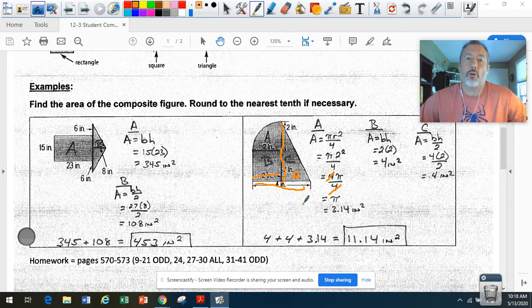So now we have all 3 of our measurements. So it's 4 plus 4 plus 3.14. Now, I did not round this. I should have rounded this. You actually get 11.14 inches squared, or as you know, we should make this rounded to the nearest tenth. It is just going to be 11.1 inches squared. Okay, so there you go for that example right there.